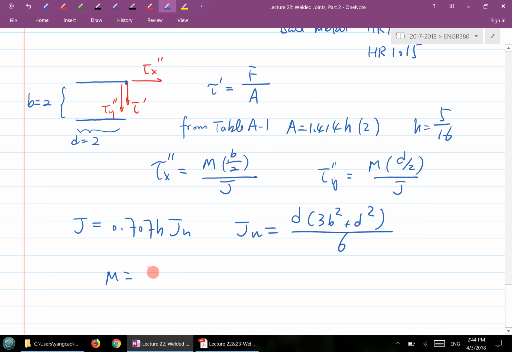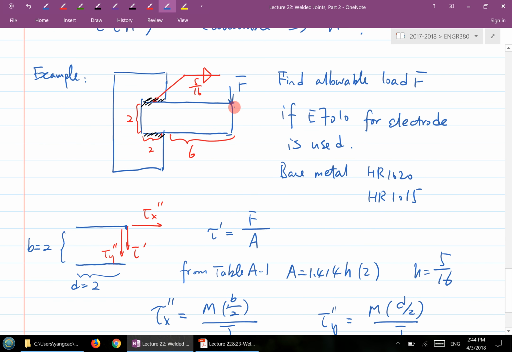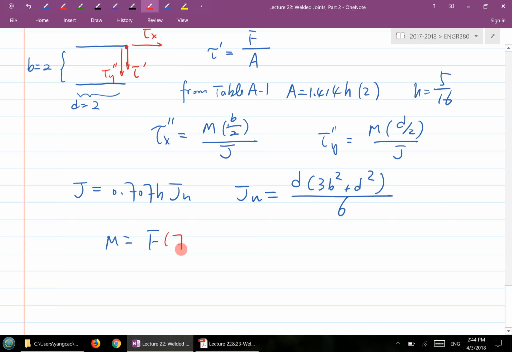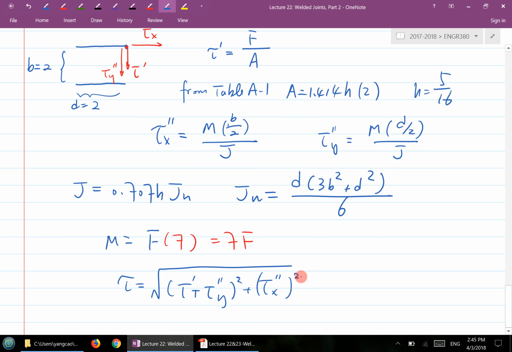What about M? So M equals what? F times how much of a distance in this case? The M is about which location? The centroid, right? So times how much? 7. Okay, so 7F here, and then I can plug everything into tau x prime and tau y double prime. Then we can calculate our combined shear stress.